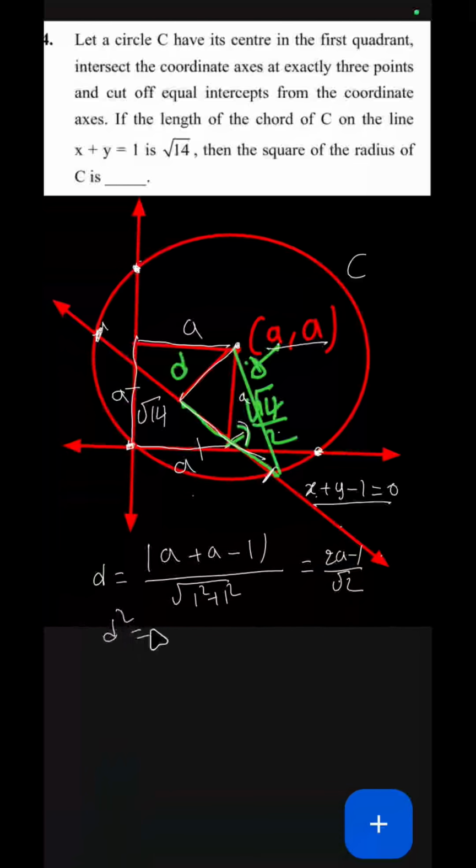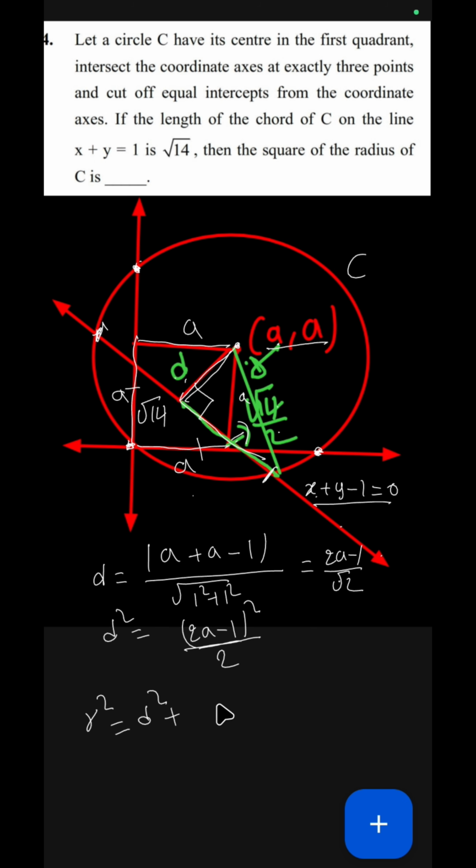So d square is equal to (2a minus 1) whole square by 2. Next, observe it, it is a right angle triangle. In the right angle triangle, the side is root 14 by 2. So r square is equal to d square plus that length, root 14 by 2, because it is a semi-chord, root 14 by 2 whole square.